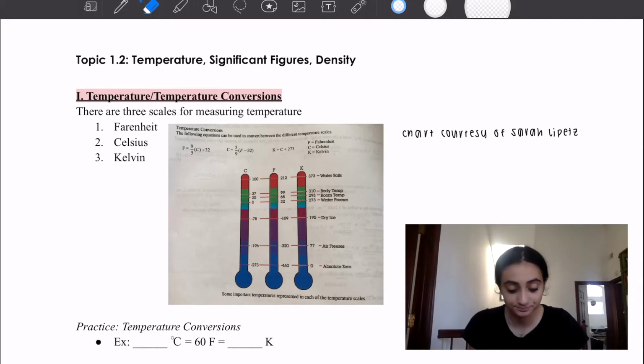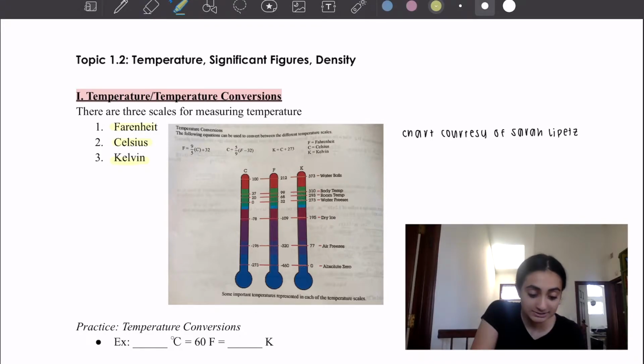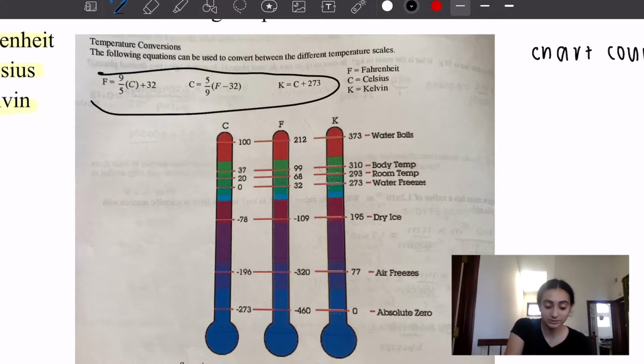Let's get started. So the first part of our topic today is temperature. We have Fahrenheit, Celsius, and Kelvin. As you can see on this chart, each unit of temperature has a different boiling point, a different freezing point, different room temperature, stuff like that. And we are going to learn how to convert between the different units using these equations.